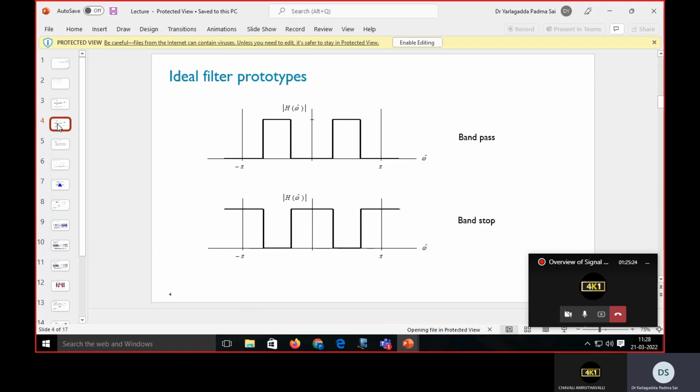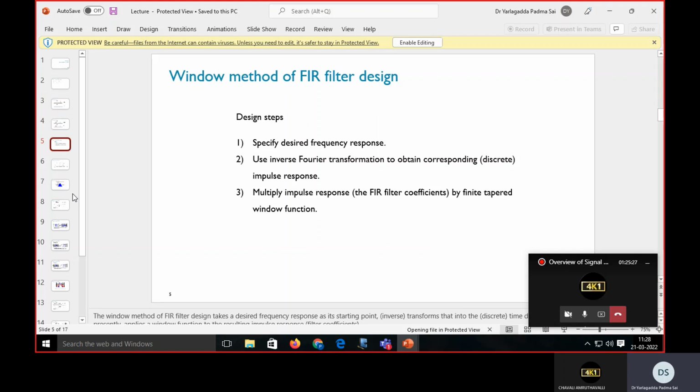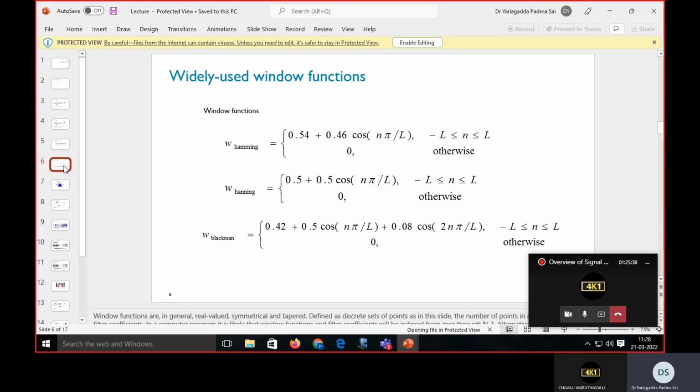Here I am not talking about ideal high pass or ideal low pass. After getting h of n, we multiply it with a window. We have various windows, and you already studied them. Even though h of n exists from minus infinity to infinity, when you multiply with the window w of n, the window exists only from minus L to L.